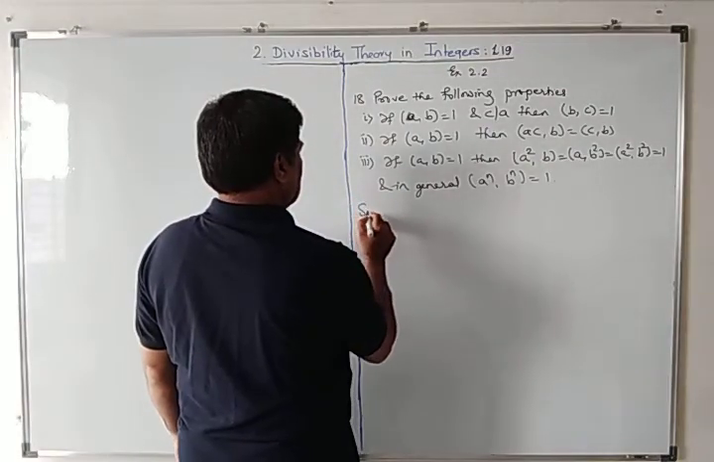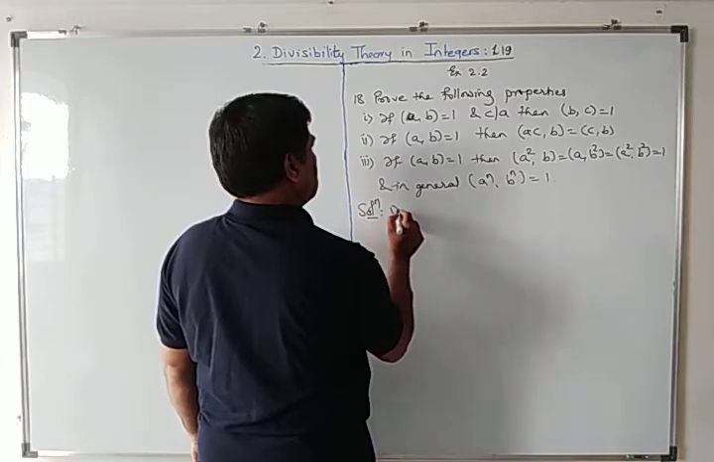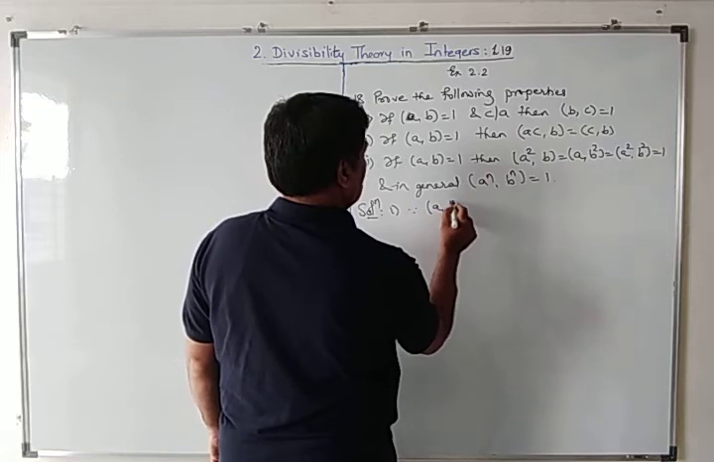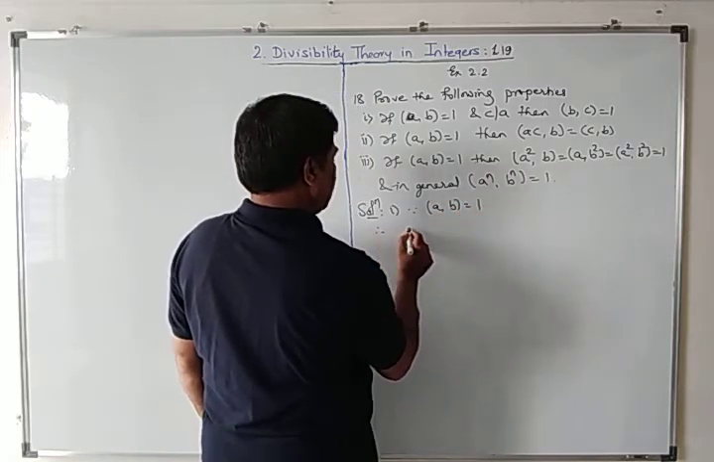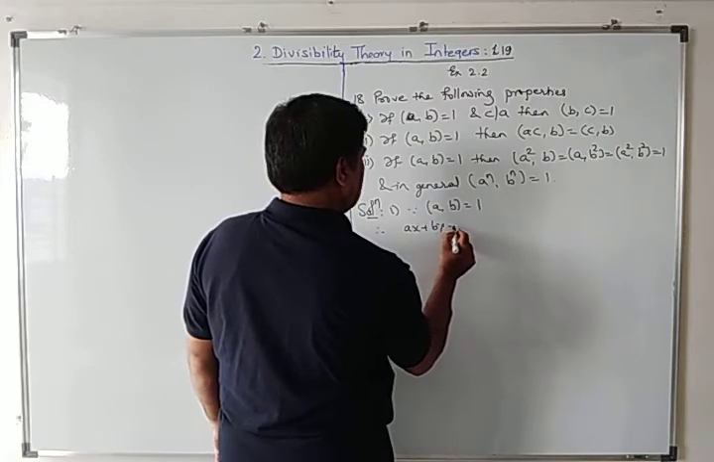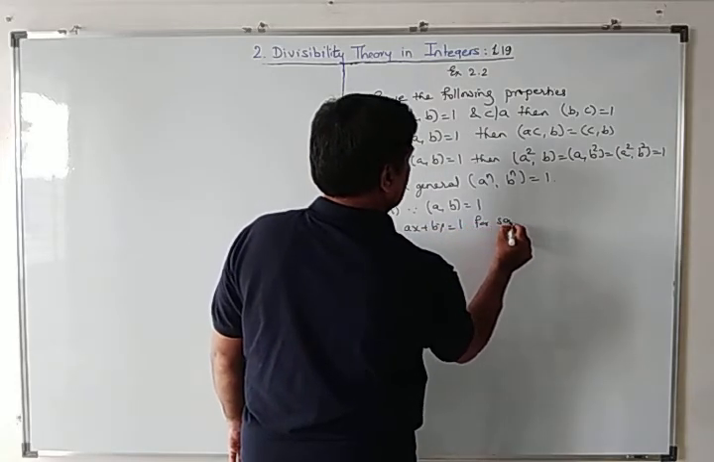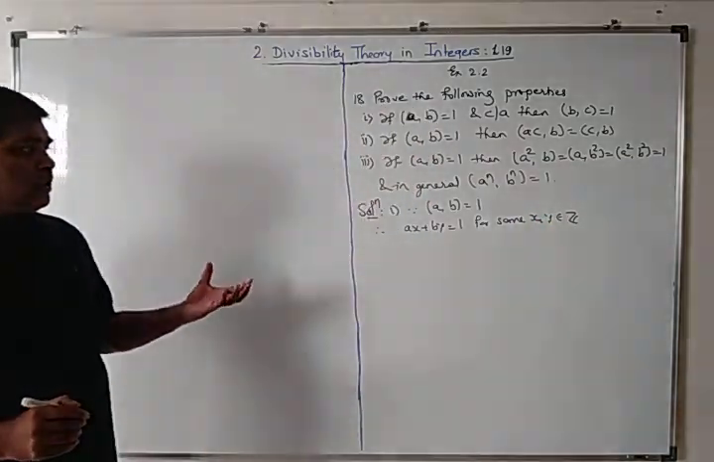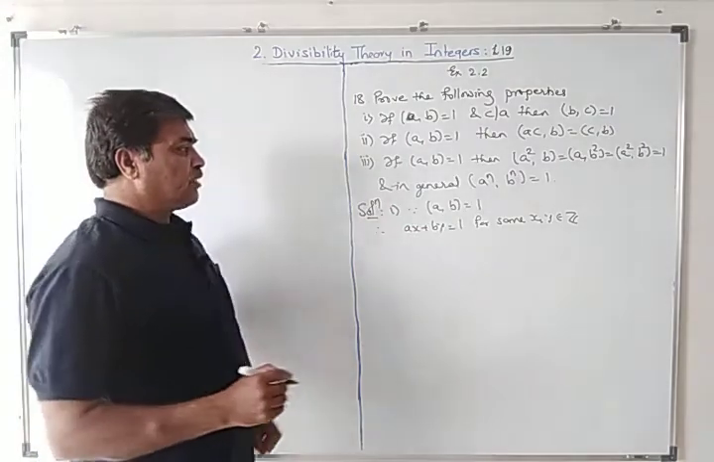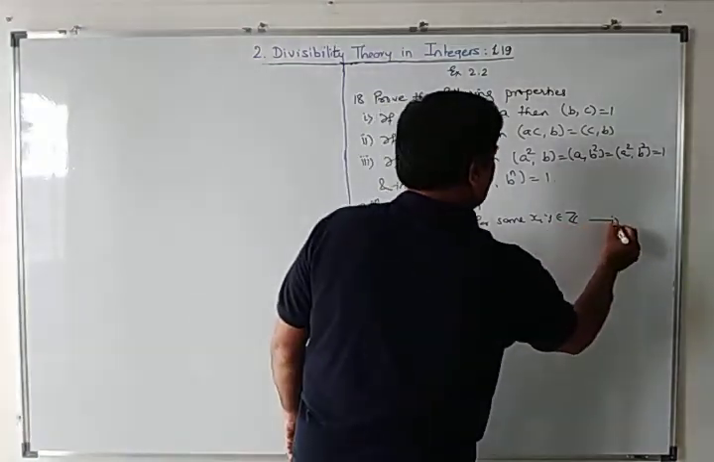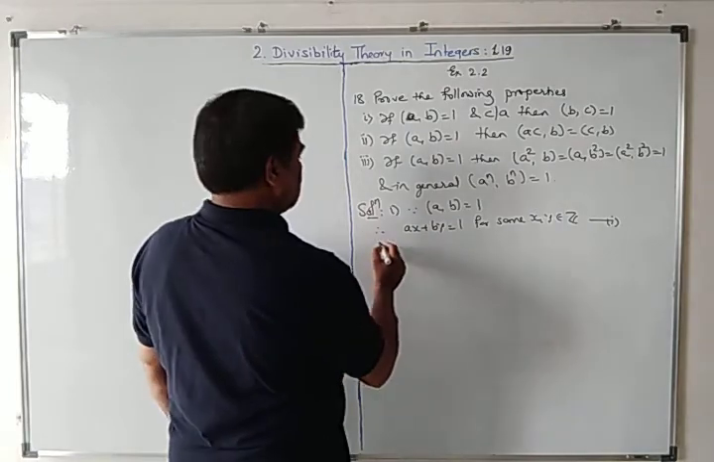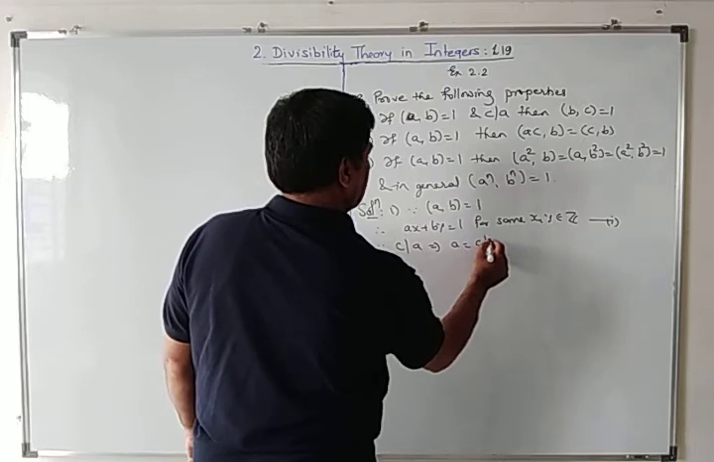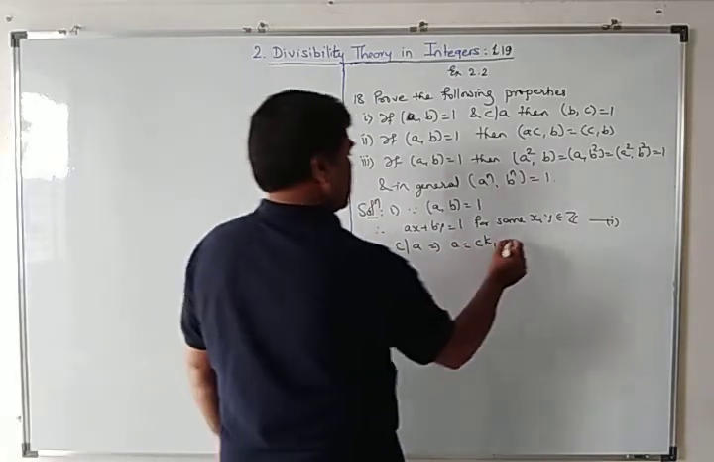So solution, first. Since GCD of A, B is equal to 1, therefore Ax plus By is equal to 1 for some x, y belongs to Z. Any two integers have a GCD and it is expressed as a linear combination of them. So this is 1. Now since C divides A, it implies A is equal to C K1 for some K1 belongs to Z.